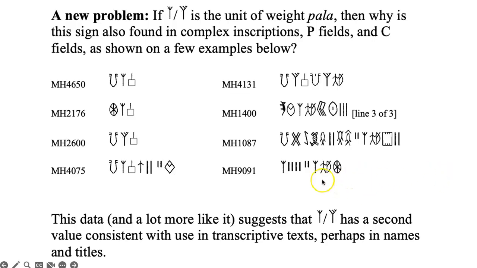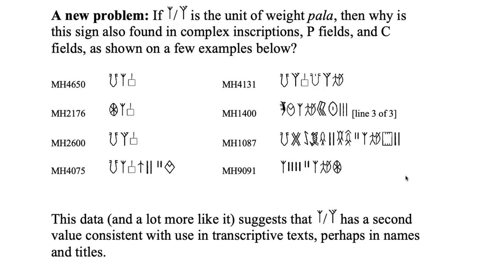Now, this one's particularly interesting. Here we have it in this example, MH9091. It's occurring in what seems to be an M field, where you have 4 stroke numerals, and there it is right there. And that looks good. But then you have the juncture sign here, and then you have a P field in front of that, and it's occurring as the final sign in that P field, likewise here. So this is an interesting thing. This suggests that it has a second value consistent with use in transcriptive text, because these now are not notational fields. These are transcriptive fields.